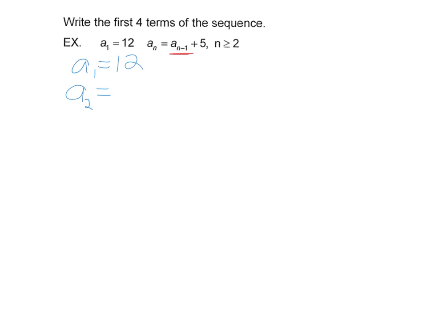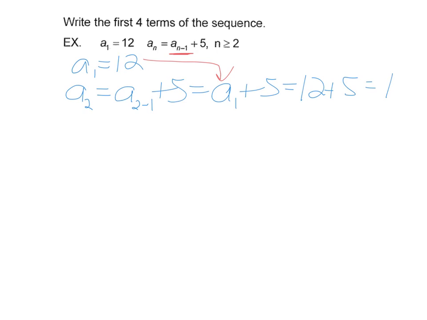Following the formula then, it would equal a sub 2 minus 1 plus 5. 2 minus 1 is 1, so a sub 1 plus 5. And we were given a sub 1, it's 12. So 12 plus 5 is 17.